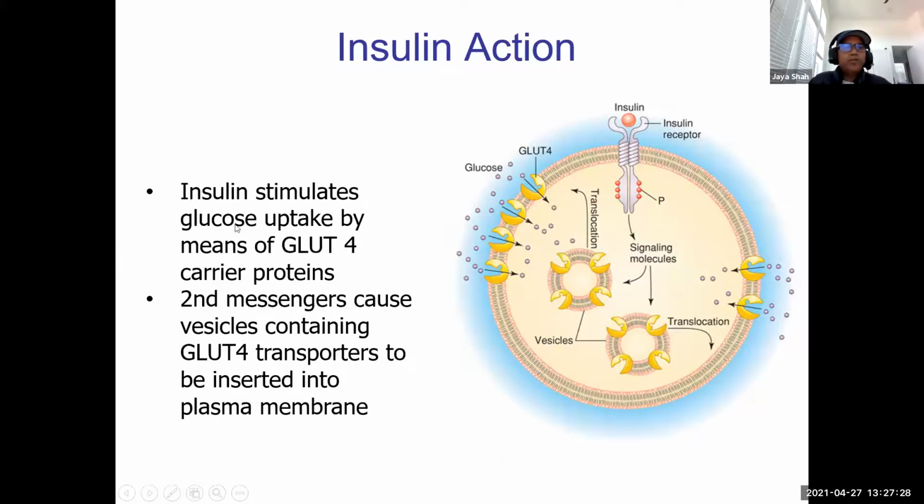Okay. So insulin stimulates glucose uptake by means of GLUT4. This is a kind of transporter protein. The second messenger causes vesicles containing GLUT4 transporter to be inserted into the plasma membrane, and then increases the transport of glucose into the cell.